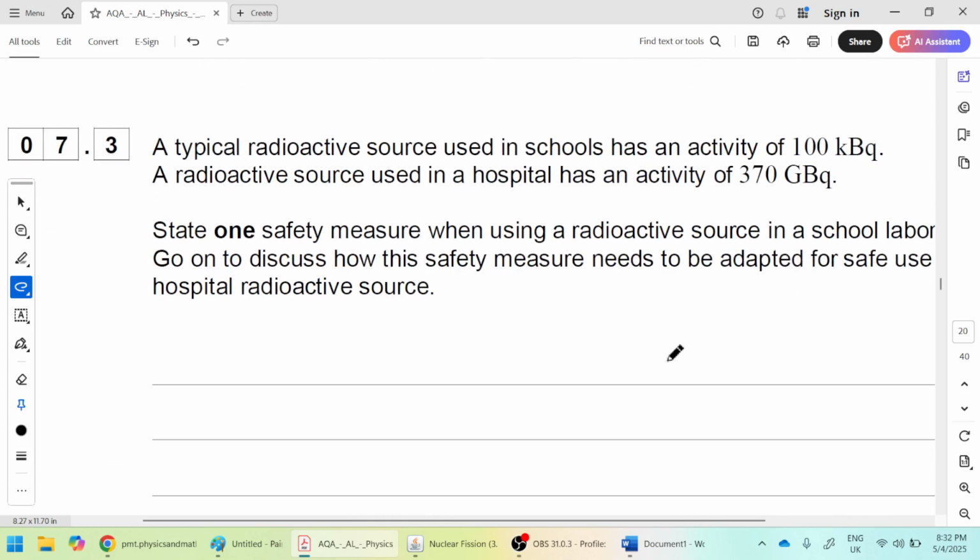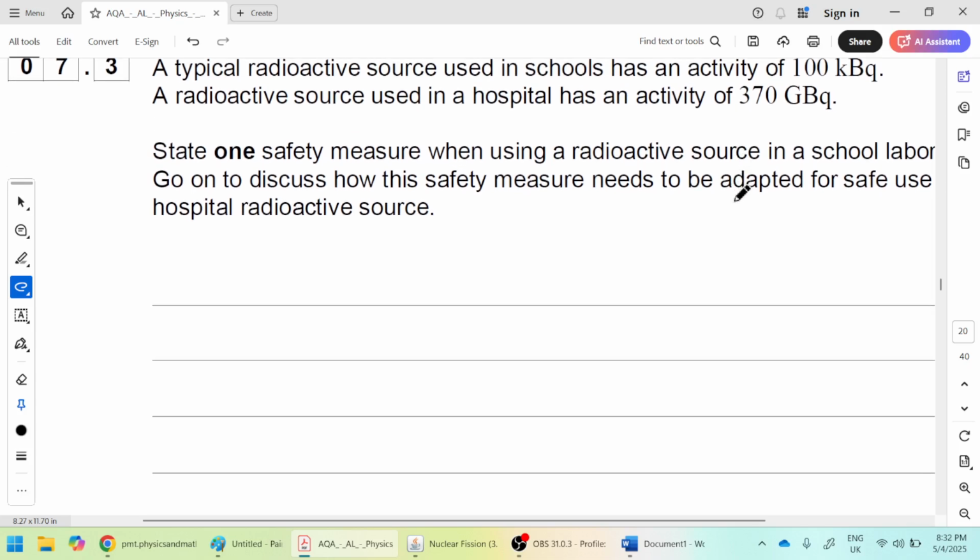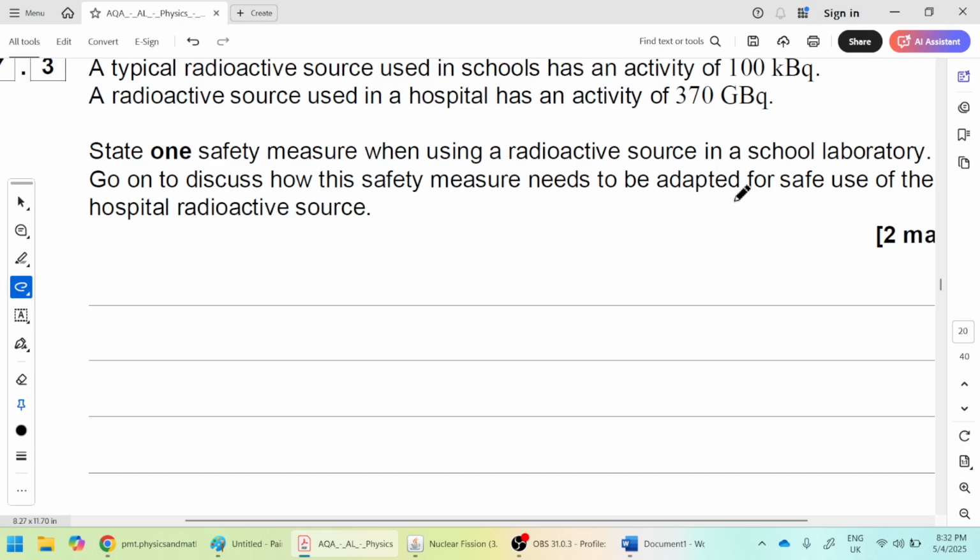Typical radioactive source used in schools has an activity of 100 kBq. Radioactive source used in hospitals has an activity of 370 GBq, giga. State one safety measure using radioactive source in a school lab. We want to discuss how this safety measure needs to be adapted for safe use.